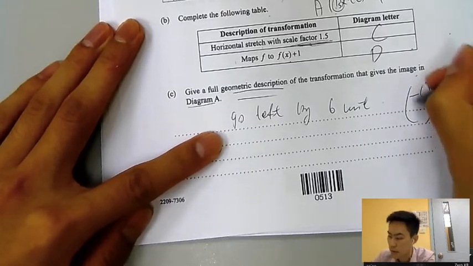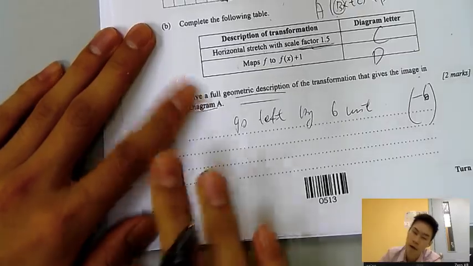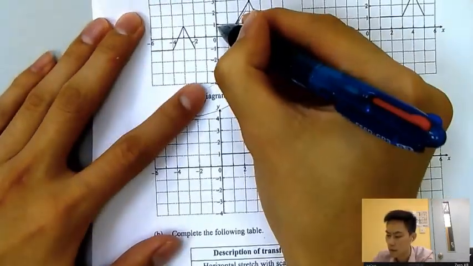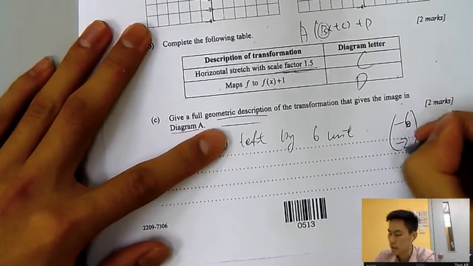So don't mix this up with the equation. The -6 here means the change in x. So decrease by 6, so goes left. And then go down, so 1 to -1. So go down by 2 units, right? So -6 and then -2.